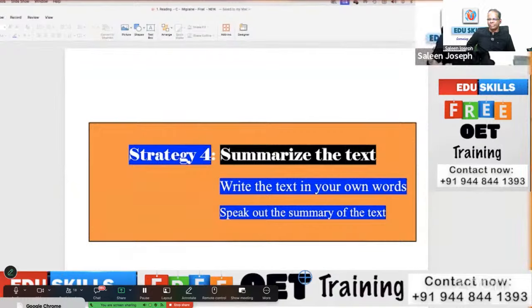Okay. Strategy 4, summarize the text. Write the text in your own words. Speak out the summary of the text. If you have a learning partner, speak out. That's the best way to understand. Discuss. Call your learning partner or make a video call and try to speak out, or just speak out on the phone and record it and send it to us.